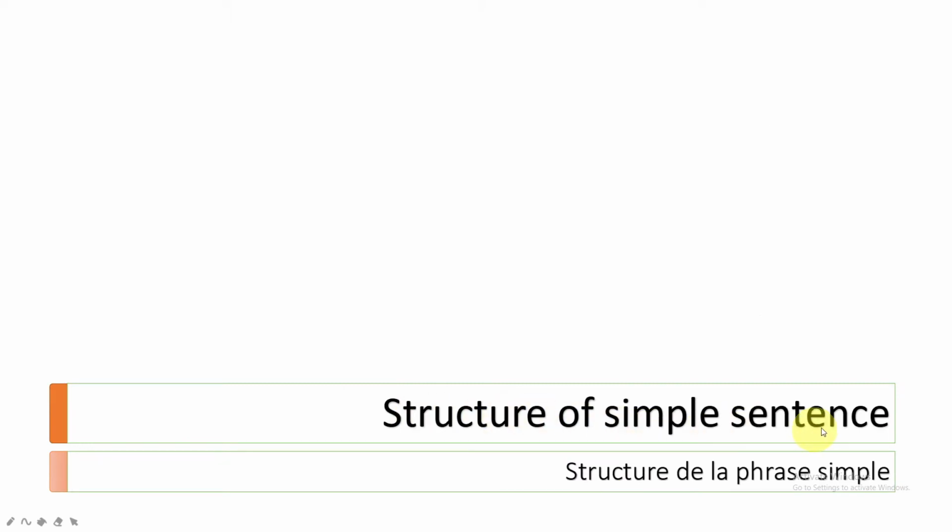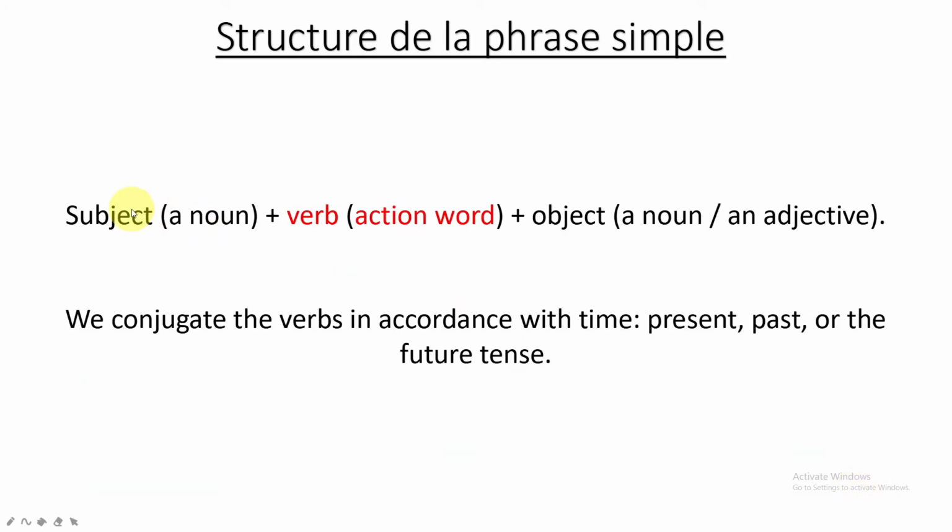Structure of simple sentences. Structure de la phrase simple. So a simple sentence will be made of subjects, the verb or the action word, and an object, also called a complement. So here we are today to study the verb or the action word. So we conjugate the verbs in accordance with time: present, past, or future tense.